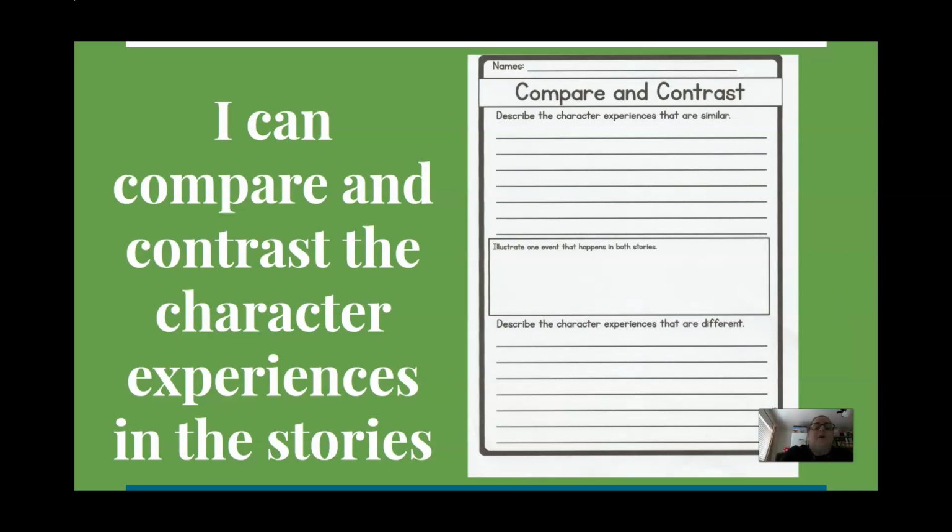And so your answers are already on your Venn diagram. All you need to do is transfer them onto these two spaces. So the top one is what their experiences are that are similar, and then what are their experiences that are different. And then in the middle, you're going to draw a picture about what happens in both stories.